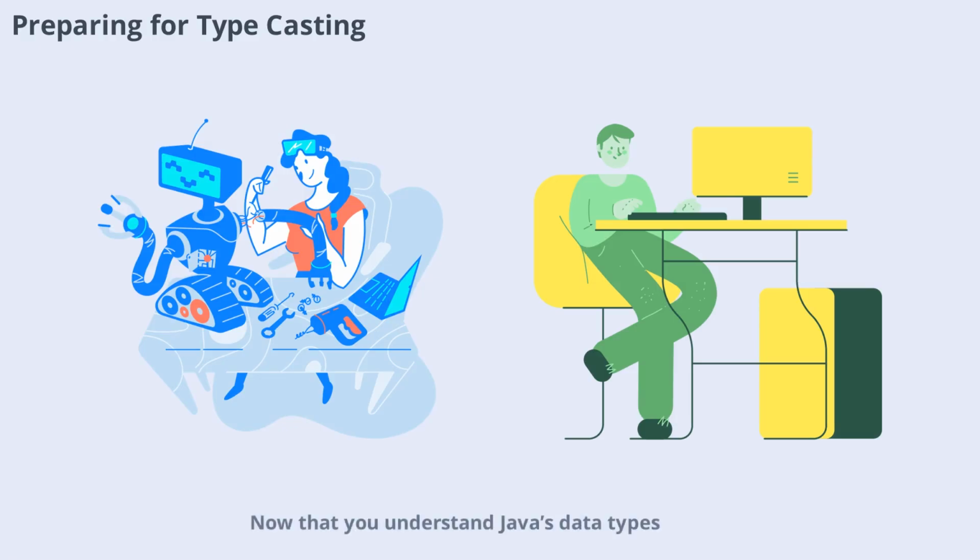Now that you understand Java's data types, you're ready to learn about typecasting, changing one type into another. This is a crucial skill for handling real-world data where you often need to move between types. In the next video, we'll dive deep into typecasting, showing you how to do it safely and efficiently.